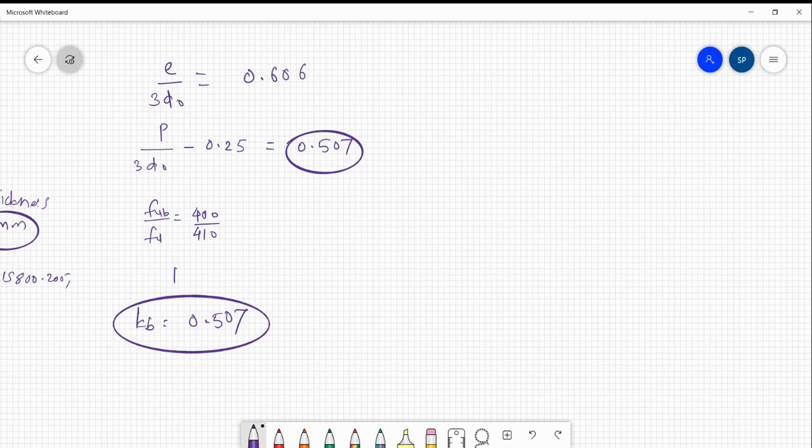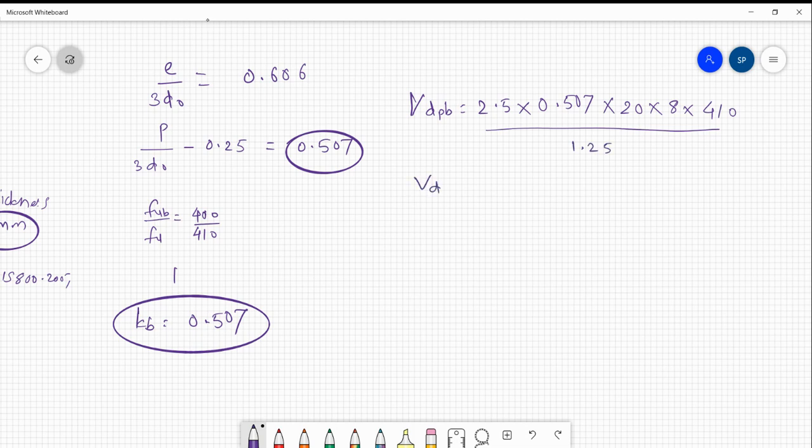So in that, thickness will be taken as 8 mm. So finally VDPB equal to 2.5 times KB, we are using 0.507, into 20 mm diameter of bolt, then 8 mm is the thickness, then FU value is 410 divided by gamma MB 1.25. So VDPB equal to 66.5 kilonewton.